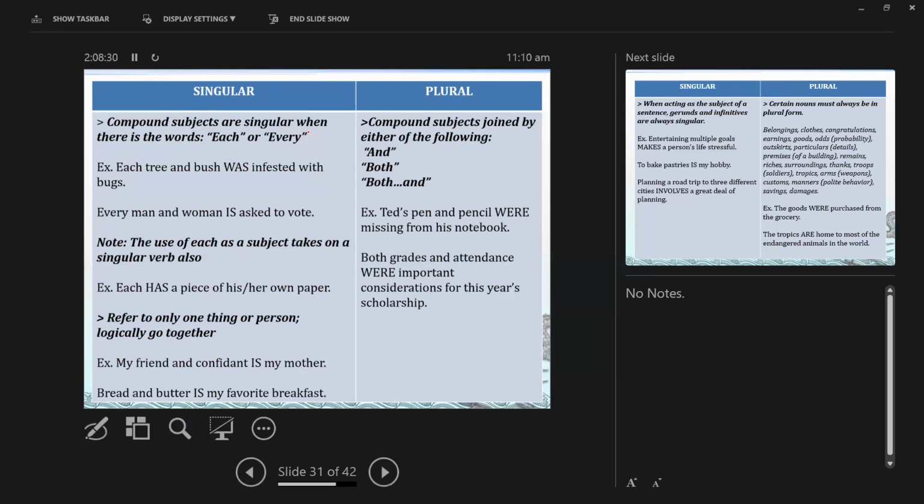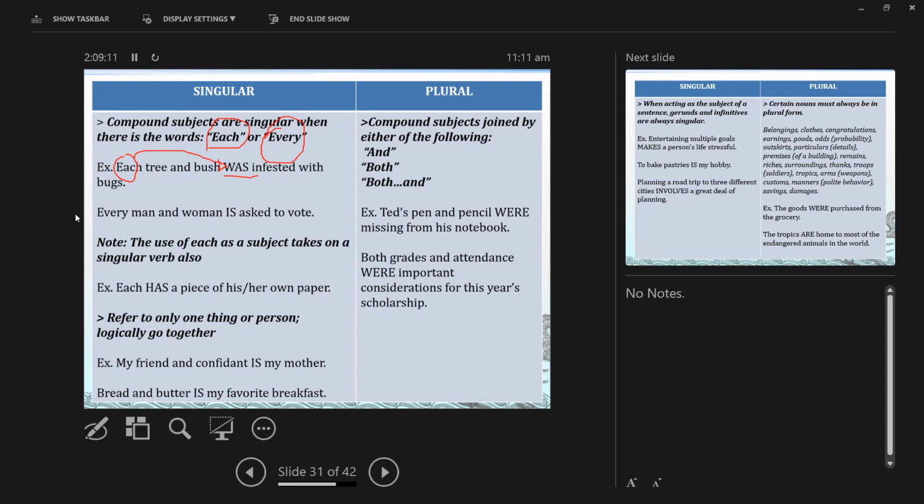Compound subjects are singular when there is the words each or every. Okay. So ngayon, we need to consider each or every. So, example, each tree and bush was. As you can see, dalawa kasi yung subject dito, oh. Tree at saka bush. Puno at saka halamanan. Right? Pero, since ginamitan natin ng each, this one, that's why you use a singular form of verb.